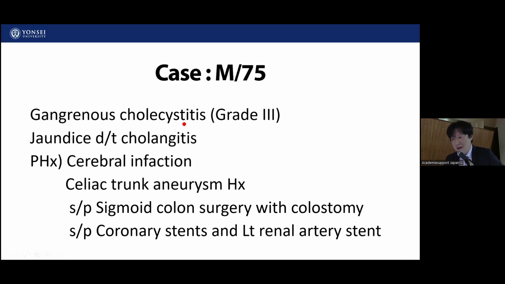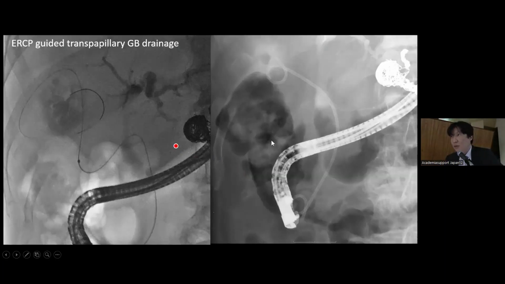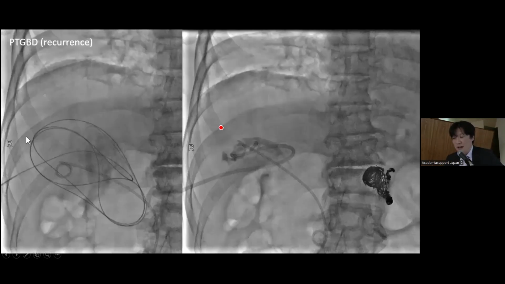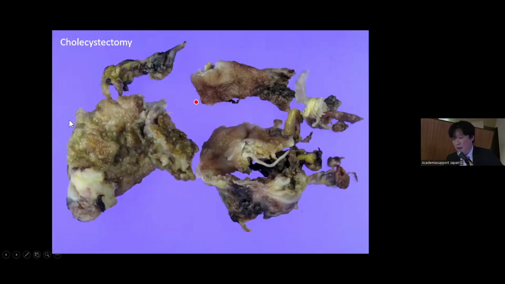A 75-year-old male with gangrenous cholecystitis, jaundice, and cholangitis. He had multiple comorbidities. We performed the ETGBD and it was successfully performed. After 1 month, he had recurrent cholecystitis and cholangitis. So we decided to call the interventional radiologist for the PTGBD. After his condition recovered, he underwent a subsequent cholecystectomy as definitive treatment.